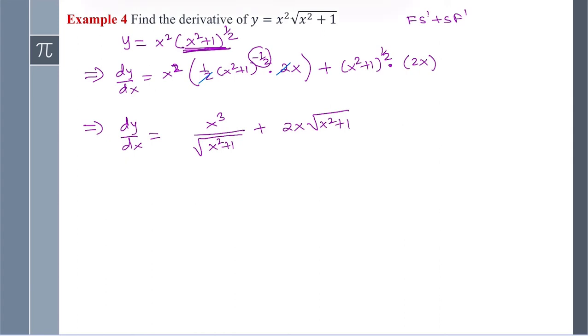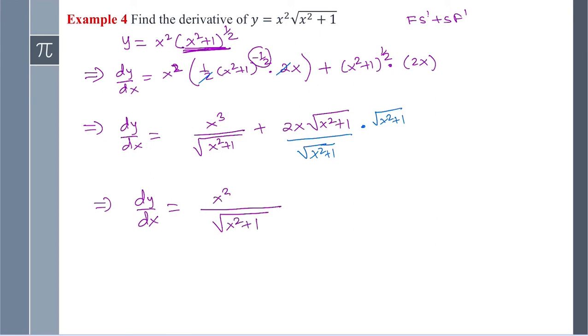So in order to make the common denominator, I have to multiply the second term by the square root of x squared plus 1. So multiply the bottom by the square root of x squared plus 1, and I have to do the same thing in the numerator. So multiply by x squared plus 1. Now we have the common denominator here. So dy over dx equals something over the square root of x squared plus 1.